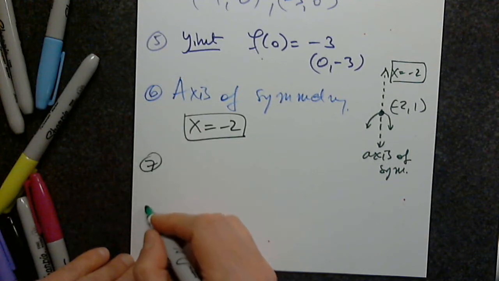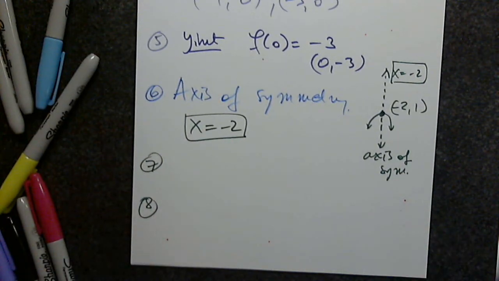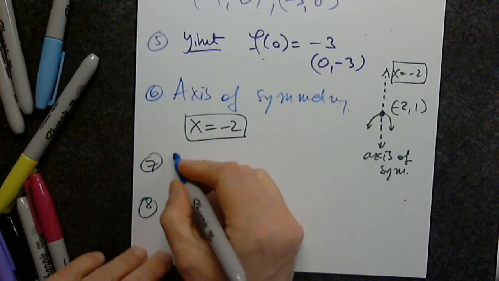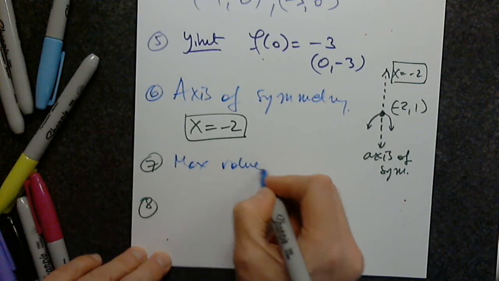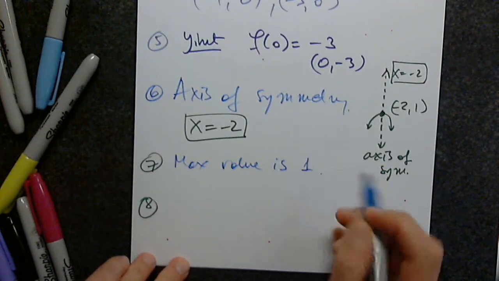Step 7 and step 8. Did we agree that this function has a max or a min? One more time. Good. So then the max value is not the x-coordinate. The x-coordinate is the position, and it gives us also the axis of symmetry. Exactly. What is the max value? 1. Indeed. Awesome.